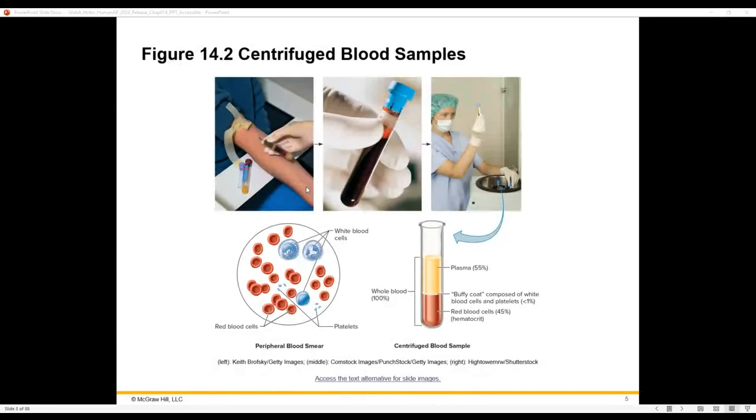And this shows that kind of tube after we put it in the centrifuge. As you can see, the red blood cells go all the way to the bottom, with the buffy coat here in the middle, and then the plasma stays at the top.